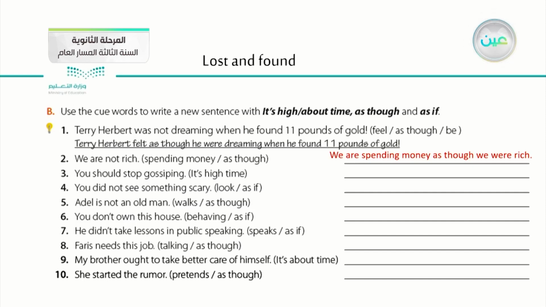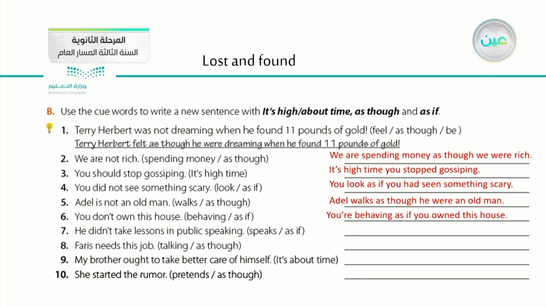Number three, you should stop gossiping. So we said after it's high time, we should use the past simple. It's high time you stopped gossiping. You didn't see something scary. You look as if you had seen something scary. Adil isn't an old man. Adil walks as though he were an old man. Number six, you don't own this house. You are behaving as if you owned this house.